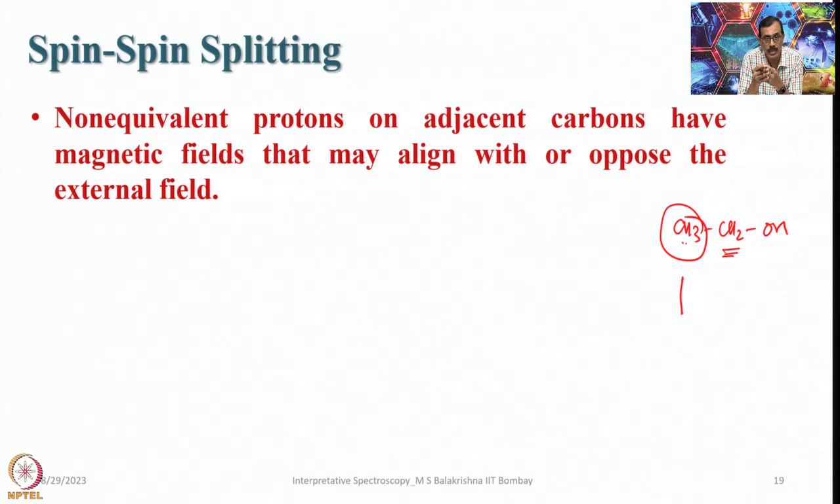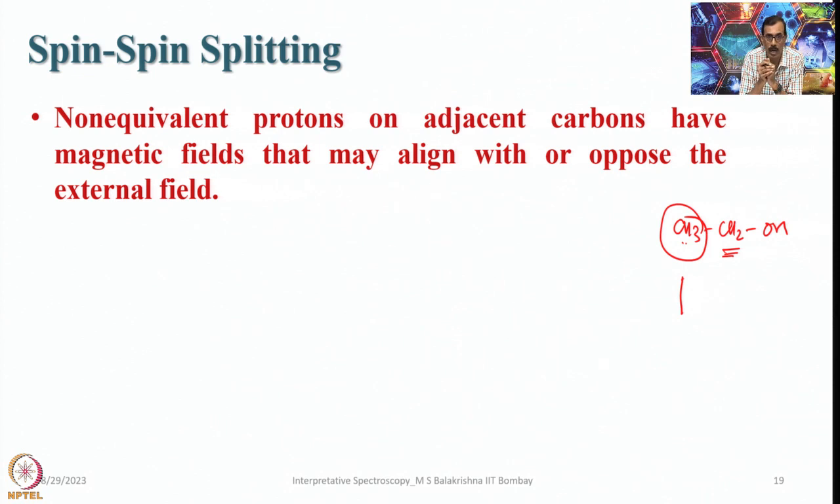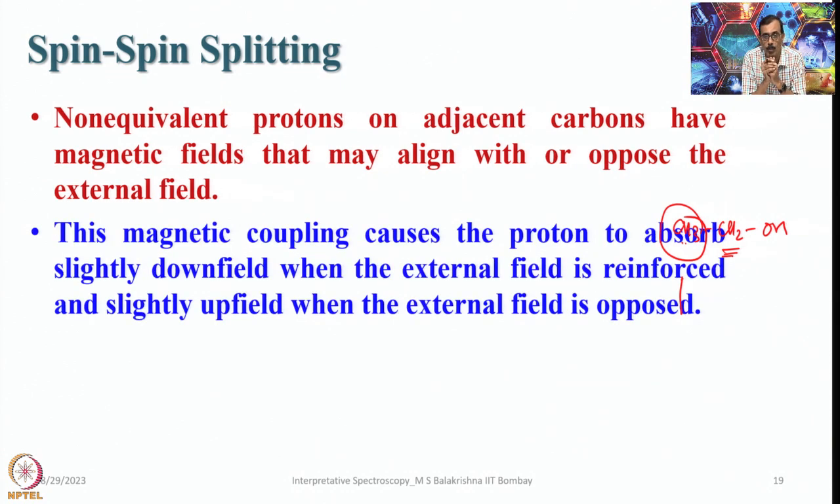To what extent they influence depends on whether they are aligned with the magnetic field or opposing it. So the neighboring protons on the adjacent carbon atom can split the signal, depending on how many such protons there are and how they behave in the magnetic field. This leads to the term spin-spin splitting. As a result, signals are seen as multiplets. This magnetic coupling causes the protons to absorb slightly downfield when the external field is reinforced, and slightly upfield when the external field is opposed.